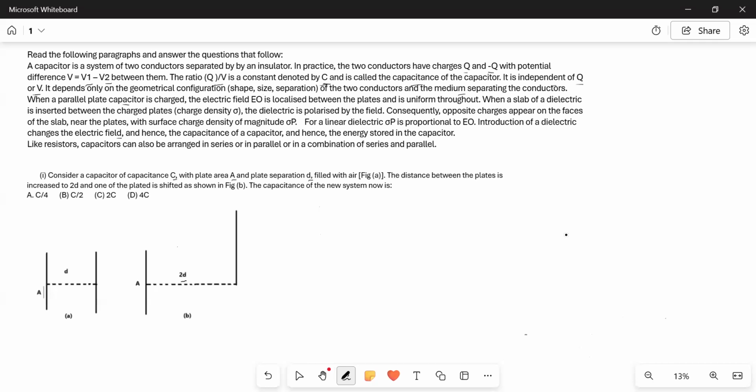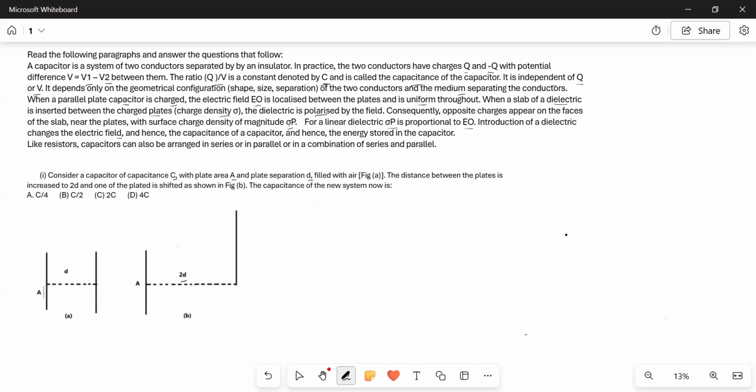When the parallel plate capacitor is charged, the electric field existing between the plates is represented by E naught, which is uniform. And when the dielectric slab is inserted between the plates, the slab gets polarized. The charge density on the plates is sigma, and the charge density on the dielectric slab due to polarization is sigma p. The sigma p is proportional to the electric field E naught.